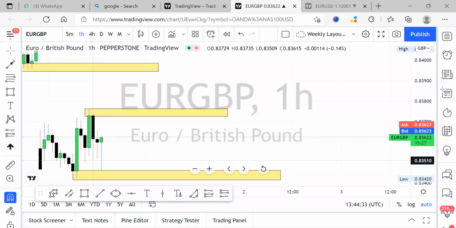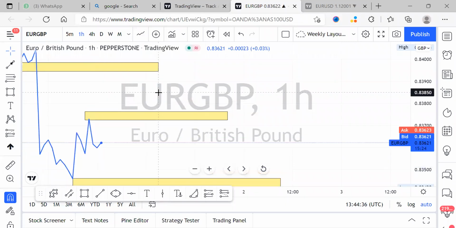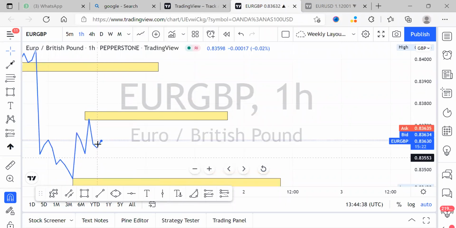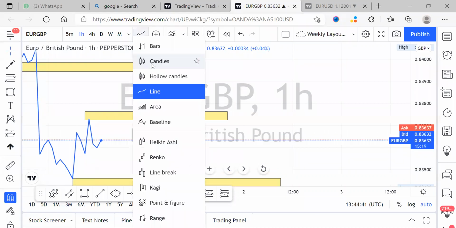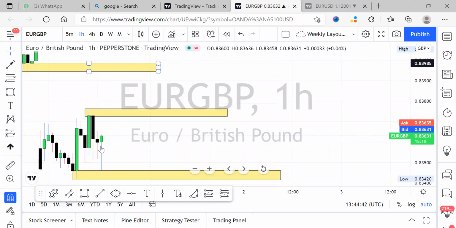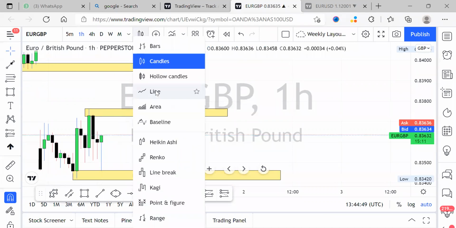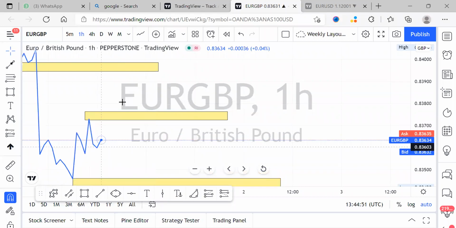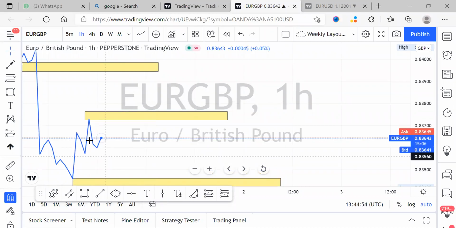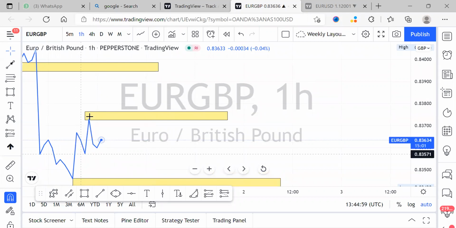Once we look at that, if we now convert it to a line chart, you will see the wicks are not visible anymore. The wicks are not visible, telling you that the price is going up. And also look at how it makes a triangle. Price goes down, hits a zone. Price goes down, hits a zone. This kind of reaction from a zone is the type of movement you need.